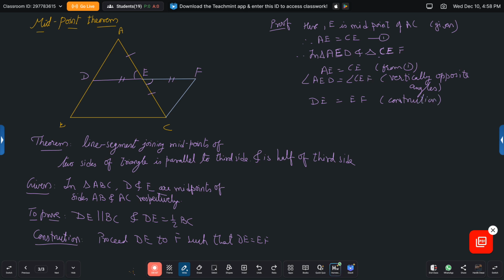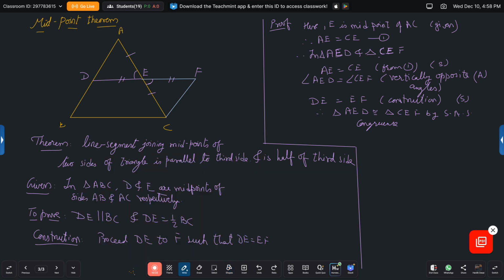Okay, so what do we have now? We have three things. Number 1, this is side. These two angles are equal and again these two sides are equal. Therefore, triangle AED is congruent to triangle CEF by SAS congruence. We got this. I'll make a proper partition over here so things don't get mixed up. Yes. Now see, we got these two triangles congruent.